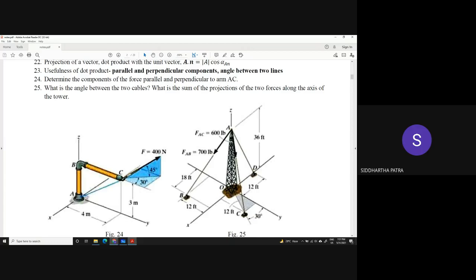So for the second part I need you to check that the proof of the distributive rule works, which means take the dot product of FAB with the axis of the tower, and the same thing for FAC. Add them up, and then compare that value with the resultant of FAB and FAC taken dot product with the axis. Just check that the distributive rule works for this case.